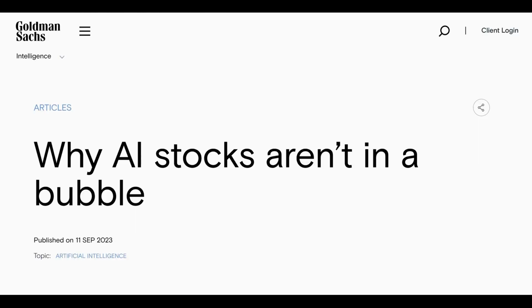Now, no doubt there is lots and lots of excitement around new AI tools, and that excitement, as we well know, has extended to the stock market, where AI stocks have led a rally this year in spite of so many negative macro factors, from bank crises to increased interest rates to geopolitical instability. And this, of course, has had many questioning whether AI stocks were already in a bubble. However, at least for now, Goldman Sachs' answer is that no, they are not. On September 11th, they published a report, Why AI Stocks Aren't in a Bubble.